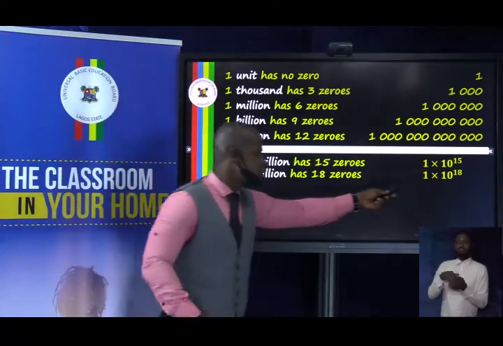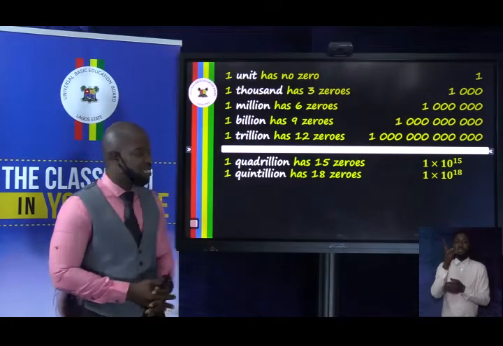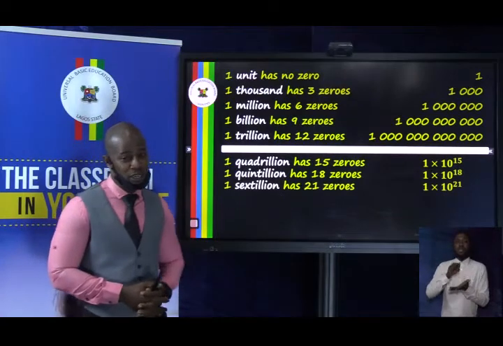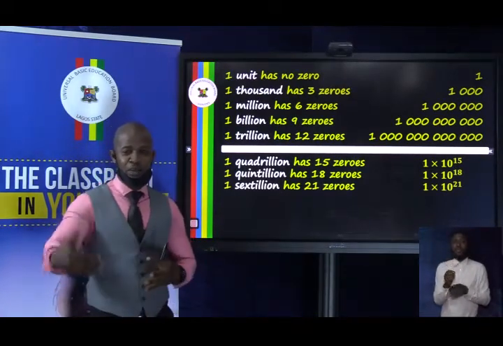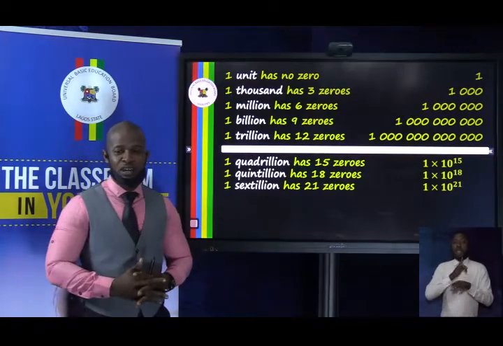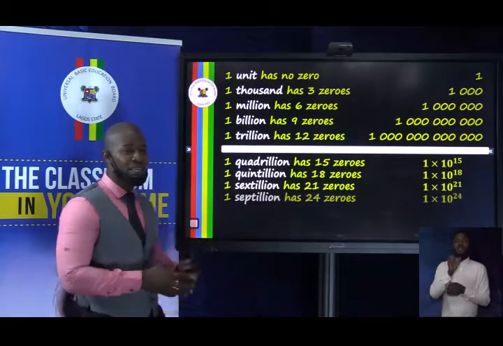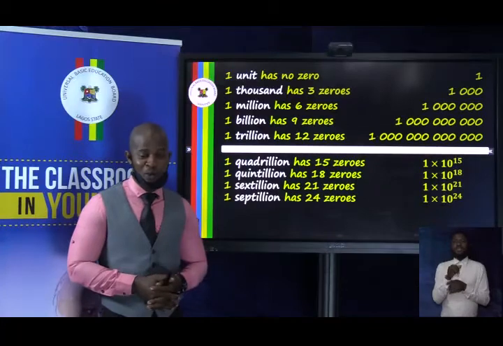And this is how we represent that. 1 times 10 raised to the power 18. 10 raised to the power 18 means it has 18 zeros. And then after the quintillion, you have the sextillion. The sextillion has 21 zeros. Okay, keep writing numbers, and then when you exhaust the sextillion, do you know the next number? The next number is the septillion. Somebody's already saying, wow. Yeah.